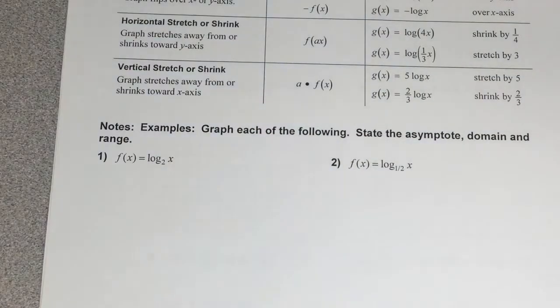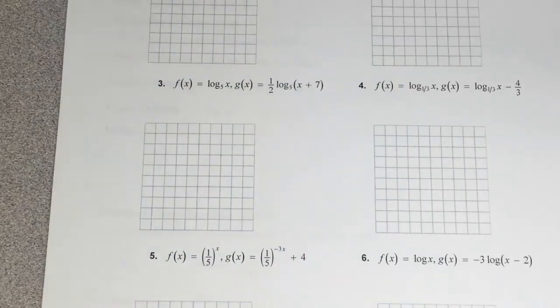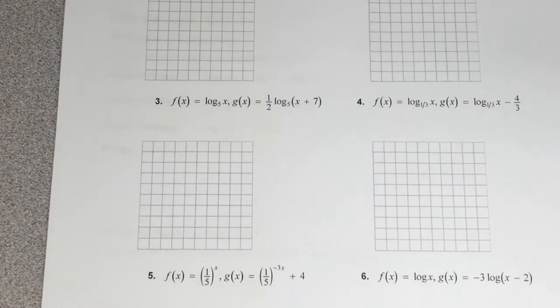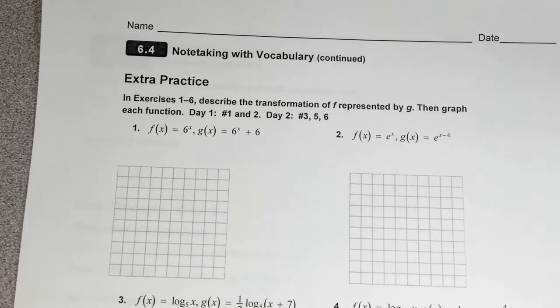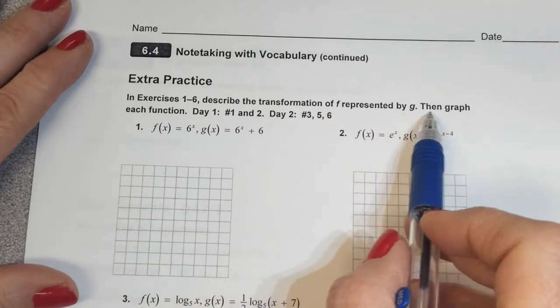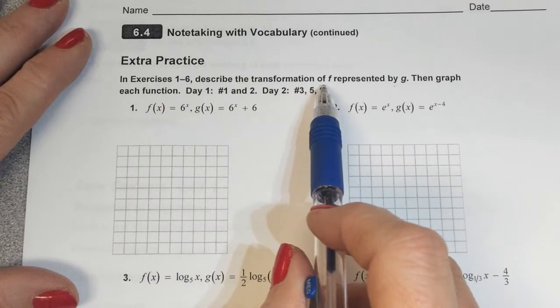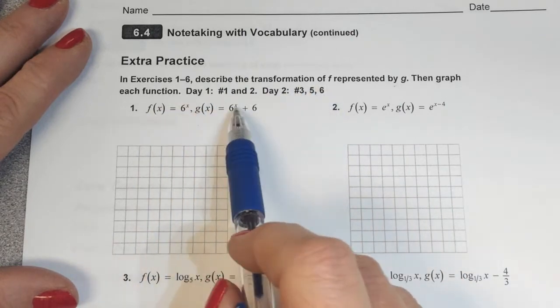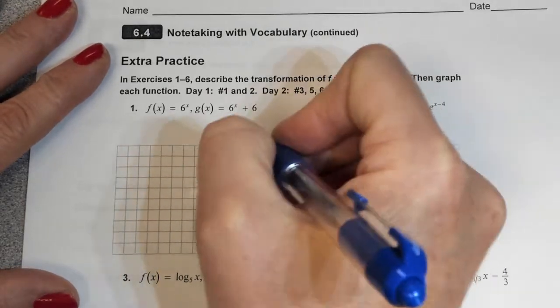Okay, let's look at some other examples. We're not doing logarithms, so skip over page 172. And let's do some problems on page 173. It says describe the transformation of f represented by g, then graph each function. On your homework, it's going to say the same thing. I don't care if you graph the first function, you can just graph the second one. But here's how we need to do this.